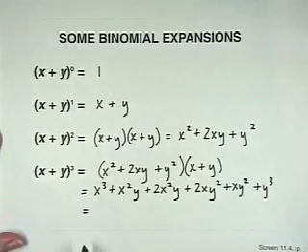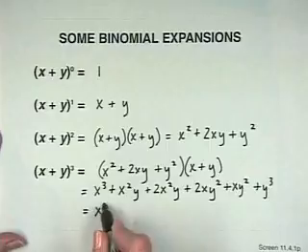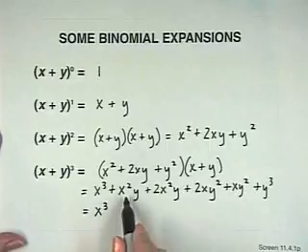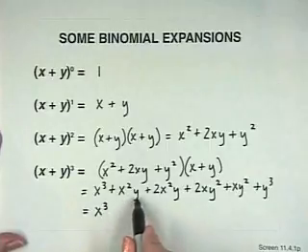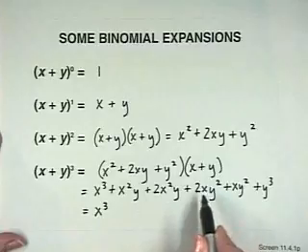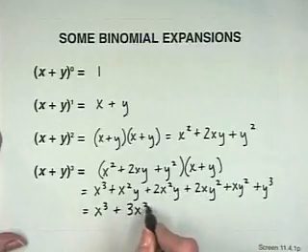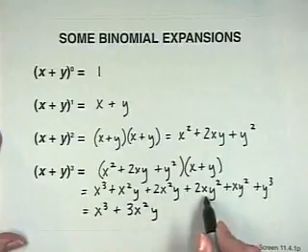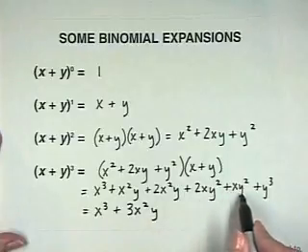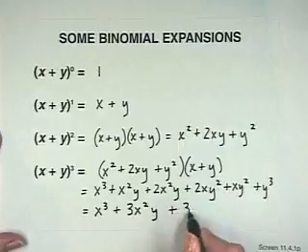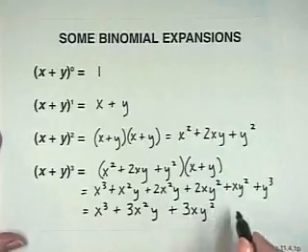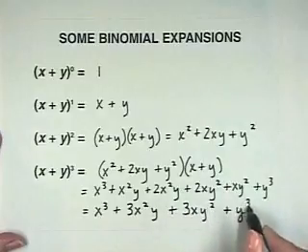Combining like terms, we note there's only one term with x cubed in it. We end up having 1x squared y and another 2x squared y that we can combine to give us 3x squared y. We have 2xy squared and another xy squared, which gives us 3xy squared. And finally, our y cubed.